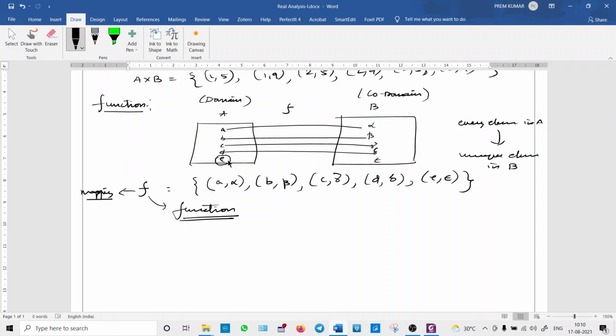Suppose E, instead of epsilon, I am mapping to delta. I am defining my own function. This is also a function. Okay, every element is mapped to a unique element in B. So even I can map all the elements to a single element also. That is called a many to one function, that we are going to discuss in the definitions. Okay, this is the definition.